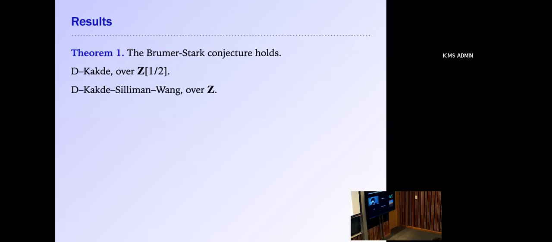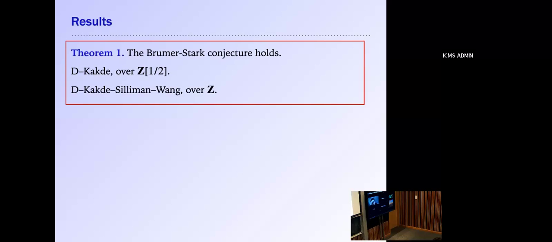Like all D less than 1,000, I think they did it for a bunch of primes. But for cubic, I think the computations that have been done are pretty limited. It would be nice to get some more computations. Okay, so what are the theorems?